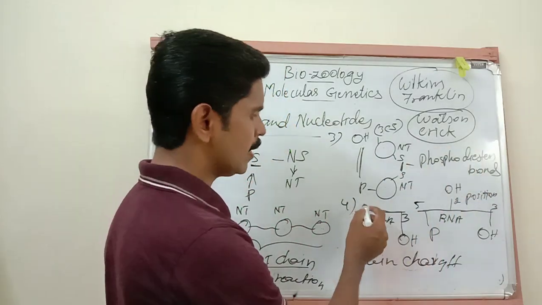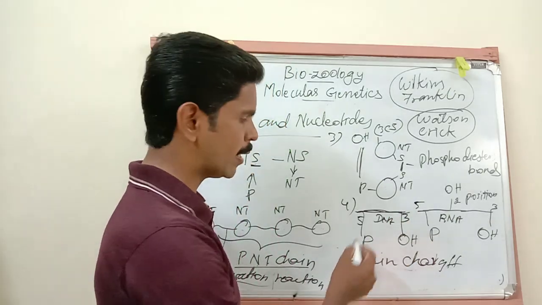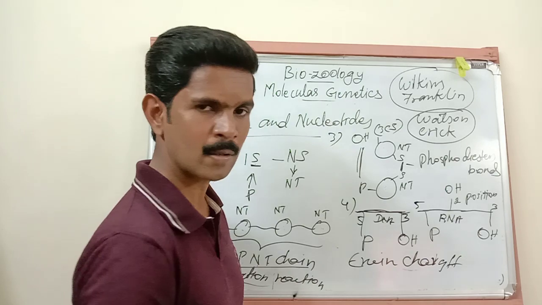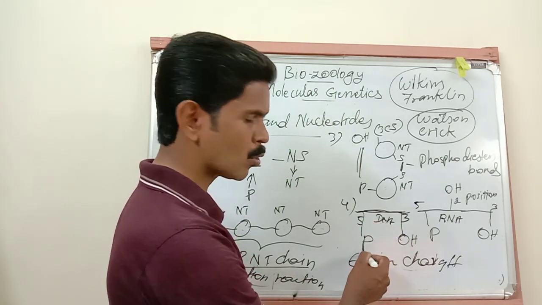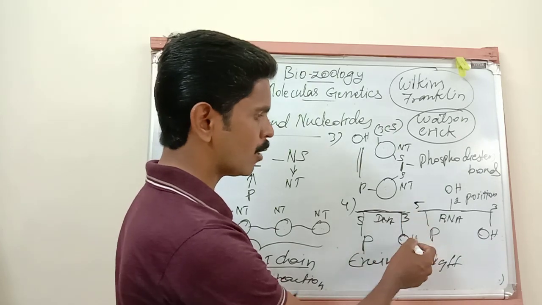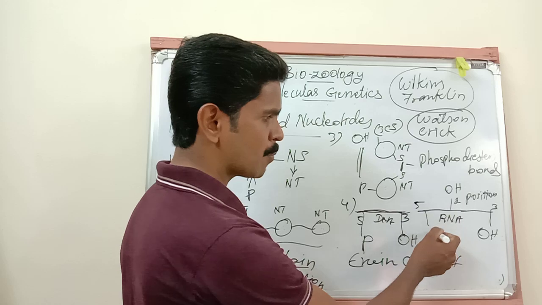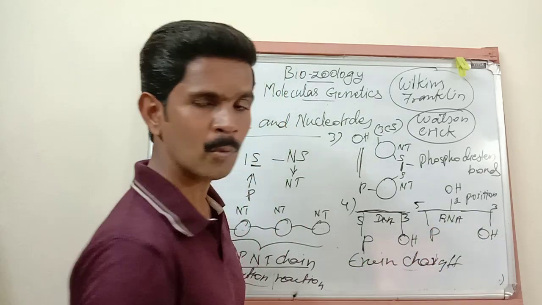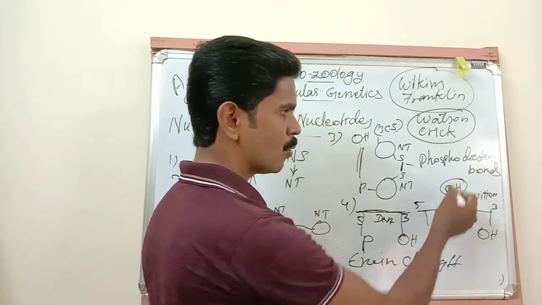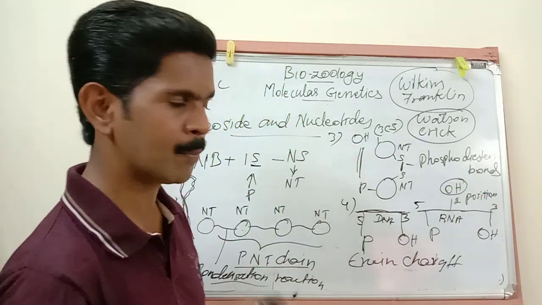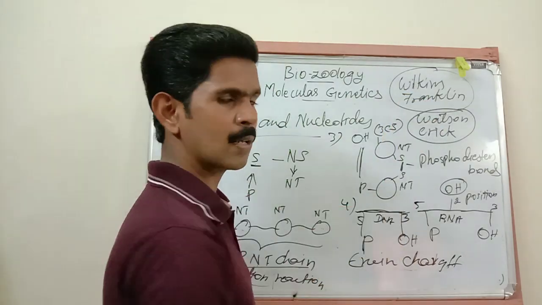And the fourth point is about DNA and RNA. Both DNA and RNA have two ends. One end is called 5' and another end is called 3'. In DNA, the 5' phosphate group is attached, and the 3' OH group is attached. In RNA also, the 5' phosphate group is there, and the 3' OH group is attached. And in RNA, one more additional OH group is present at the second position. Then Wilkins and Franklin, the last point.